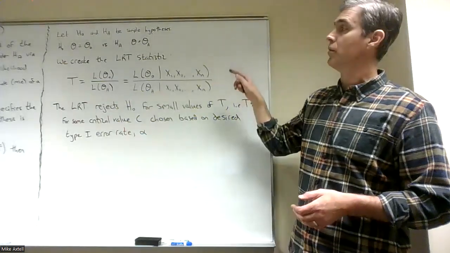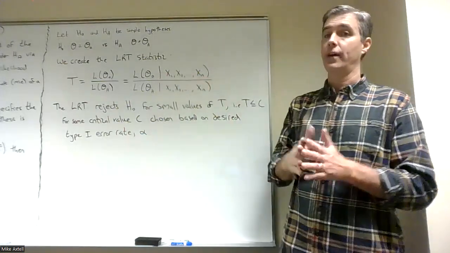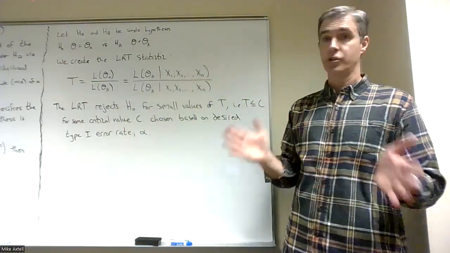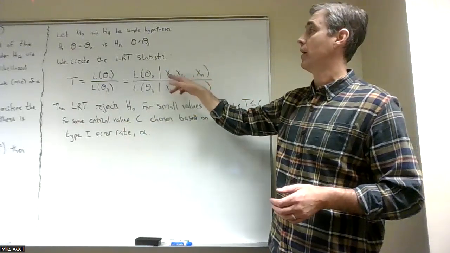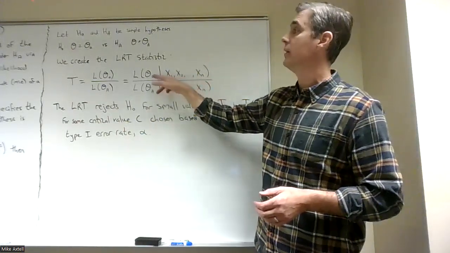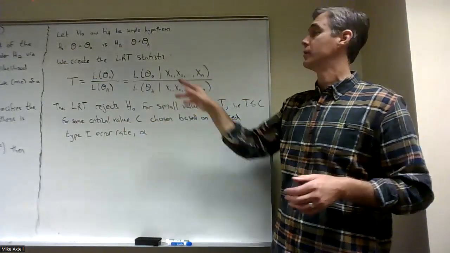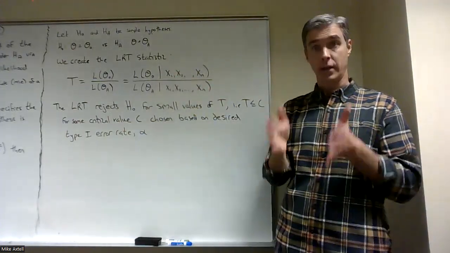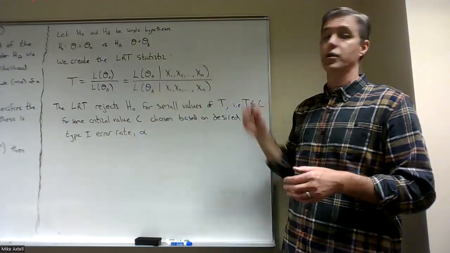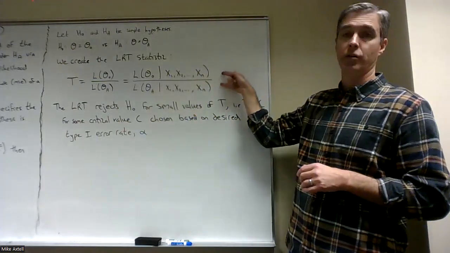But if it is simple, once I specify theta 0, I have the entire distribution, and I can calculate the probability of x1 given theta 0 as a number, times the probability of x2 given theta 0 as a number. So I get a bunch of numbers, and I get an actual numerical value coming out here.